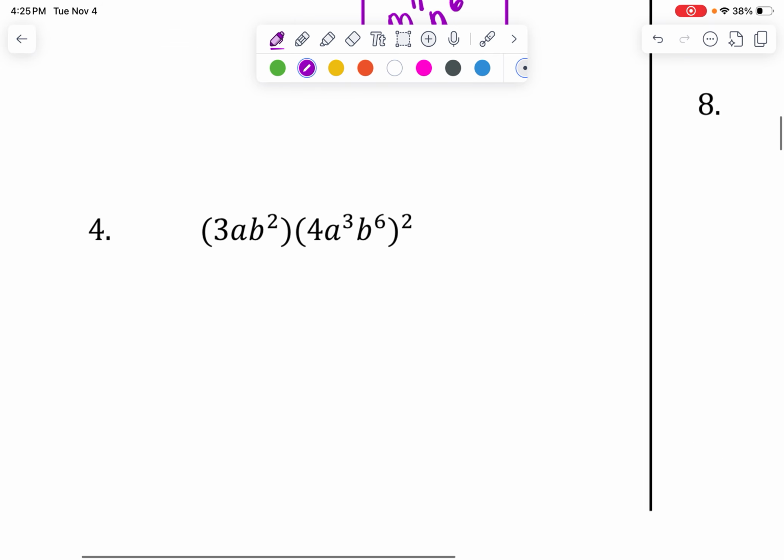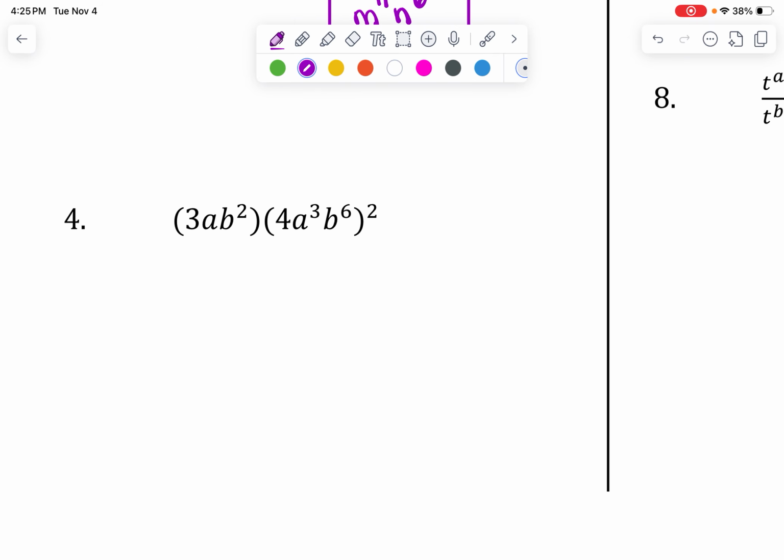All right, moving on. Number 4. On number 4, the biggest thing I notice is that this parenthesis doesn't have anything on the outside of it. So I'm just going to drop that parenthesis and let it hang out there in the front.